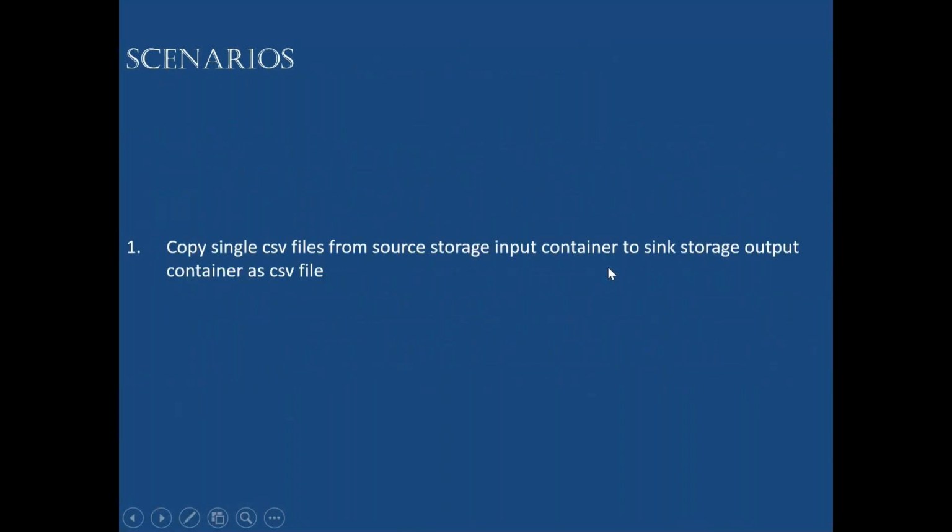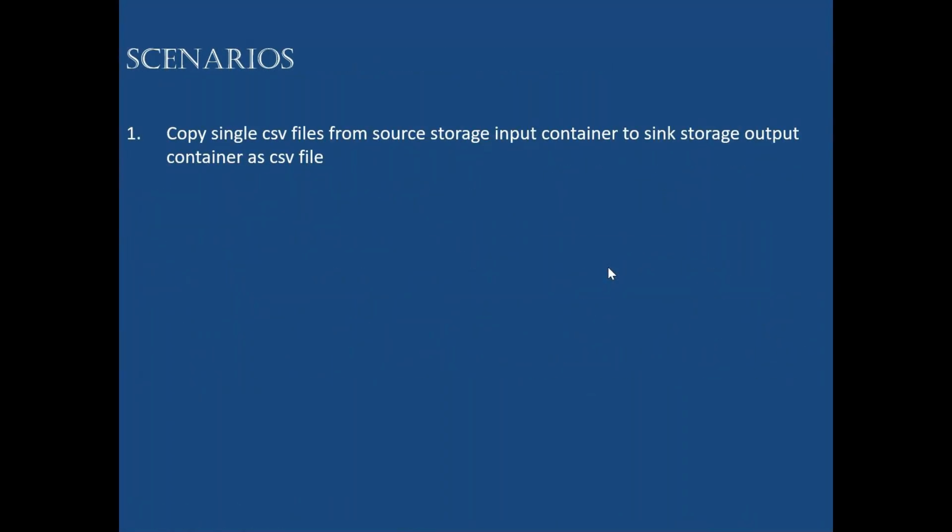The scenario is very straightforward. Today we are trying to copy a single CSV file from the source storage input container to the sink storage output container as a CSV file, as it is. For this we will be using a copy activity, a copy task.